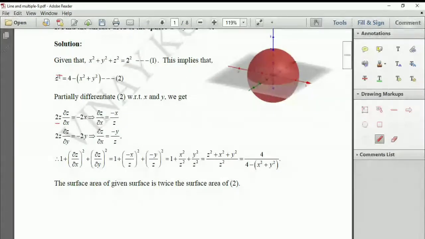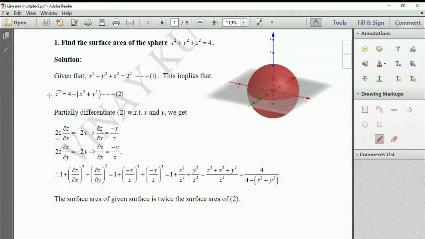Similarly, what is the derivative of this with respect to y? Again, it is of the form y square. So what is the derivative of this? 2 into z, forget the power. What is the derivative of z with respect to y? Dou z by dou y, because when y changes, your z also changes. That is the meaning of this. Rate of change of z with respect to y is equal to derivative of 4 is 0, minus derivative of x square is 0, derivative of y square is 2y. So minus 2y. 2 cancels. Send this z to this side. You'll get dou z by dou y, not x, equal to minus y by z.